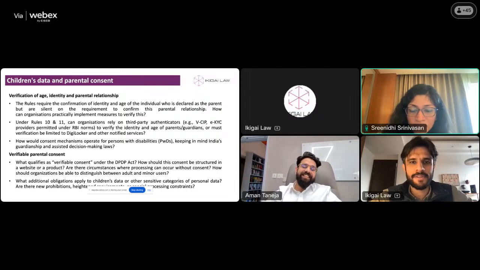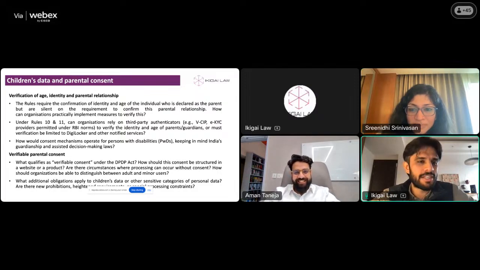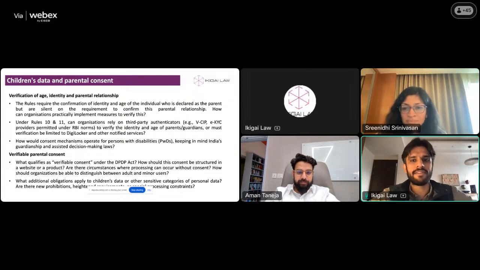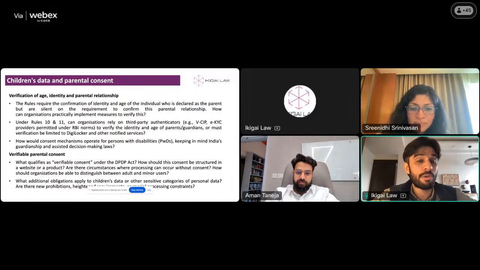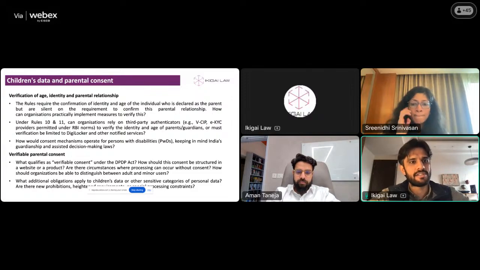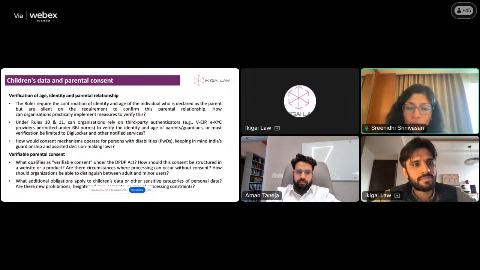The showstopper. So Rule 10 says you have to verify, of course, when you're obtaining the verifiable parental consent, you must also verify that the person giving consent is an identifiable adult. The question that we have got is whether you also need to assess whether they are actually the parent of that child.